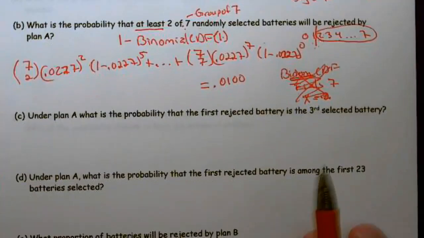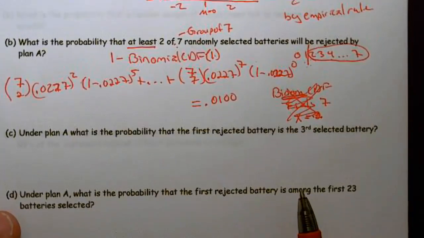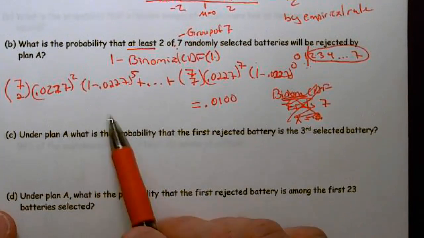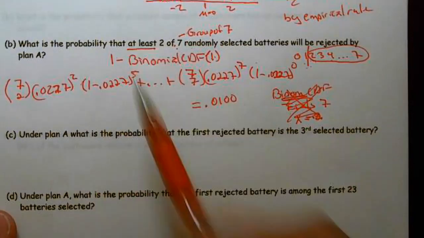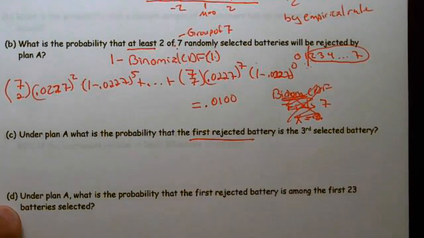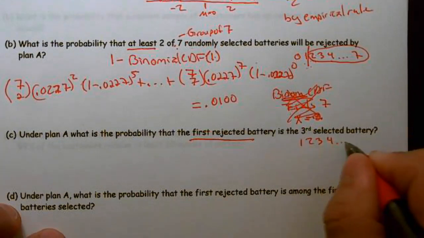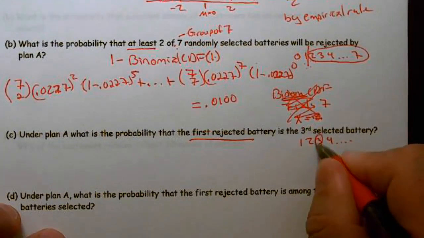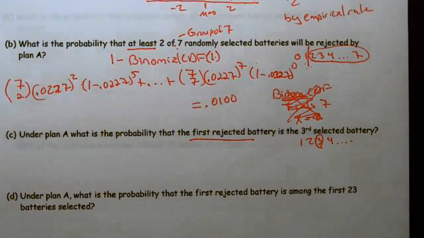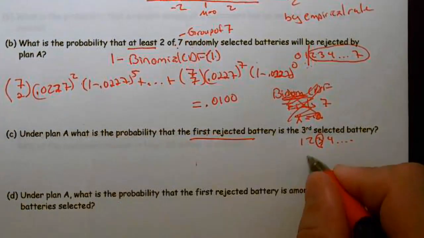Okay, all right. So under plan A, what's the probability the first battery rejected is the third battery? In other words, using the probability you got in part A, what would we do? It says that the first rejected is the third. So we're talking about 1, 2, 3, 4, but we want to know specifically the third. So that means I'm working with a PDF. And since it's the first, this is going to be a geometric PDF.